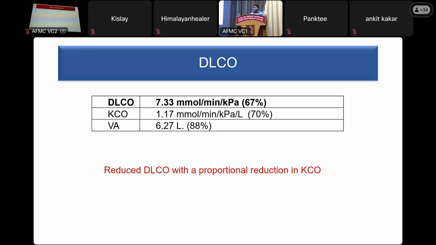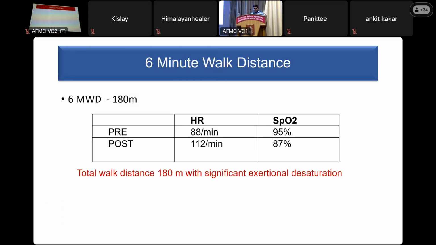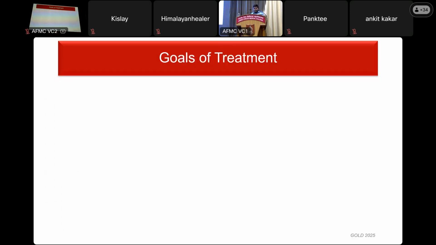Shamsha, what are the goals of treatment in a stable COPD case? So reducing the dyspnea of the patient, like symptomatic benefits, sir, first, and reducing the mortality, sir, and improving the functional volume, like improving the lung volume, sir.